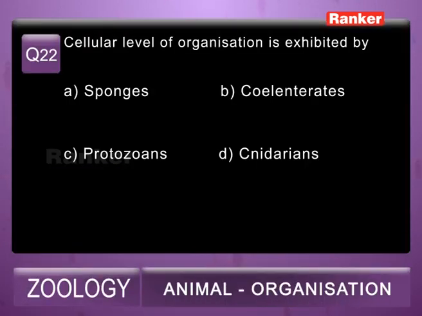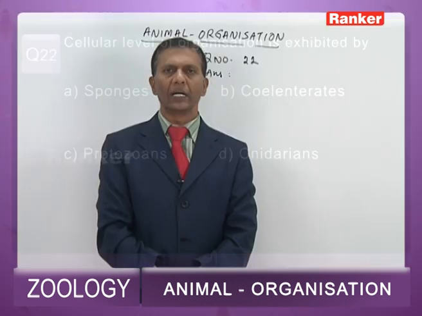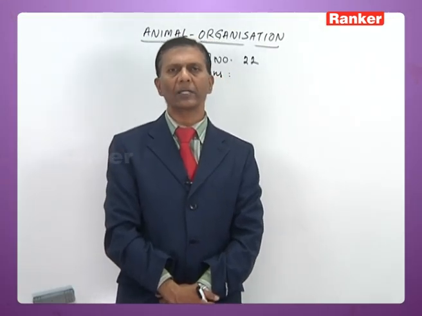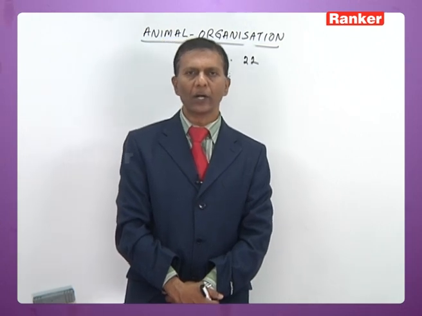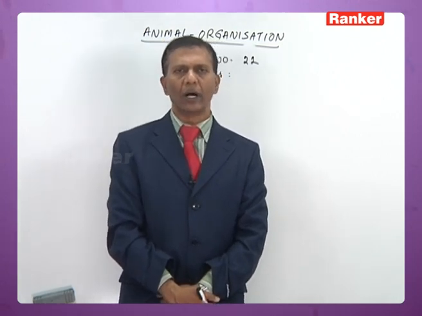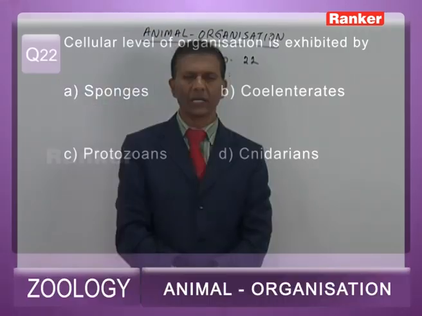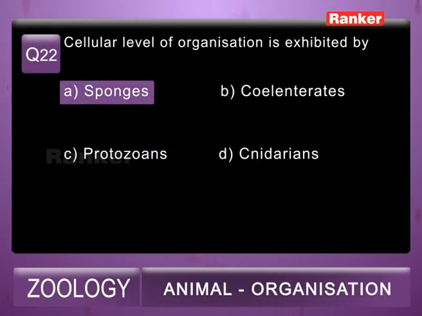Cellular level of organization is exhibited by A, Sponges, B, Coelenterate, C, Protozoans, D, Cnidarians. Now sponges or poriferans are the animals that exhibit cellular grade of organization, where the cells are loosely organized and do not form tissues due to lack of sense organs and nerve cells. So 22nd question, correct answer is A. Sponges exhibit cellular grade of organization.